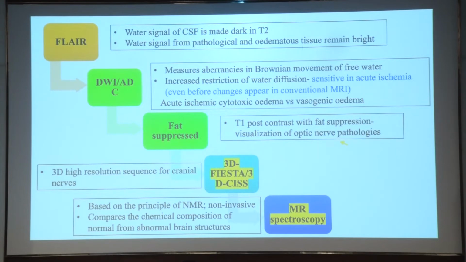Then comes your 3D FIESTA and CISS. Well, this is a highly T2 weighted image and it gives a high resolution image. So for finer structures, you can do that, like for imaging the cranial nerves or sometimes even cysts. Then MR spectroscopy.